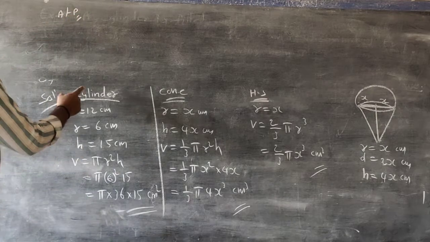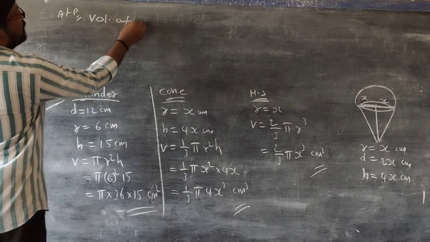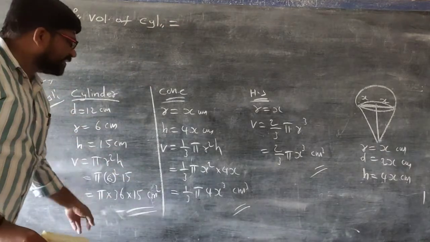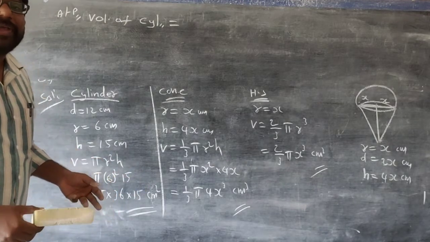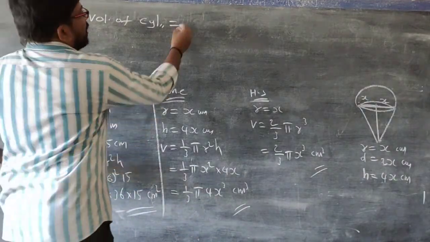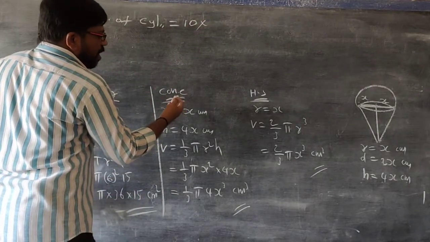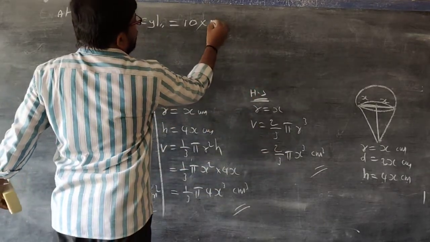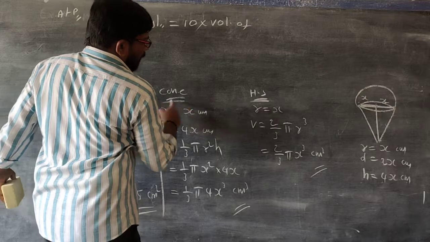Observe carefully. Volume of the whole ice cream, that means volume of cylinder, is equal to... This ice cream is distributed to 10 children in equal cones with hemispherical tops. So this volume of ice cream is equal to 10 into cone ice creams. Cone ice cream is the combination of cone and hemisphere: volume of cone plus volume of hemisphere. So 10 into volume of cone plus hemisphere.